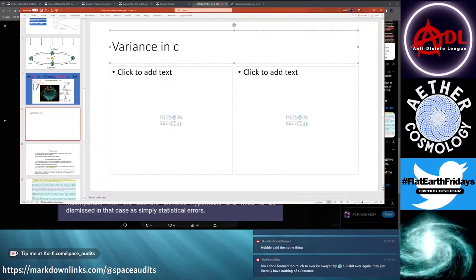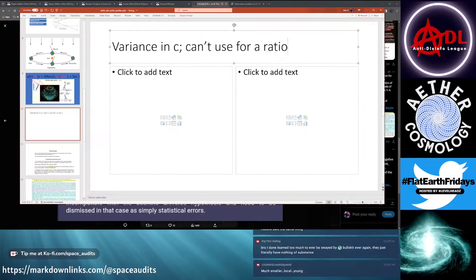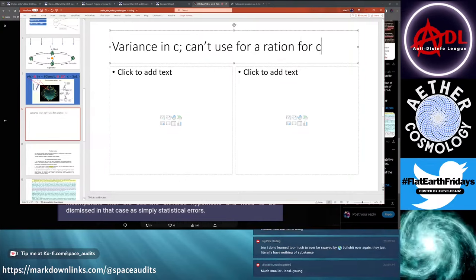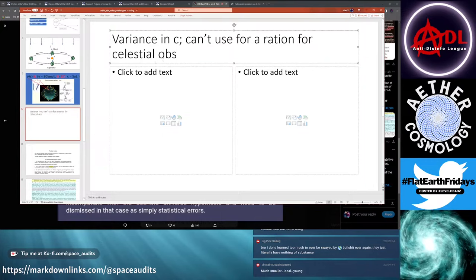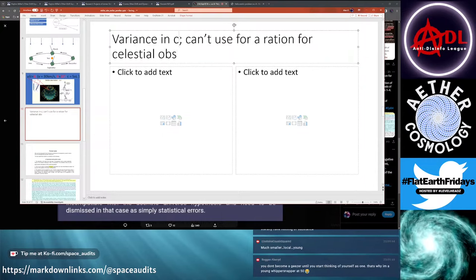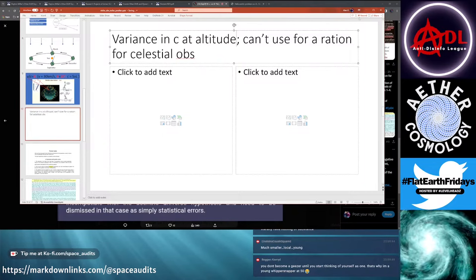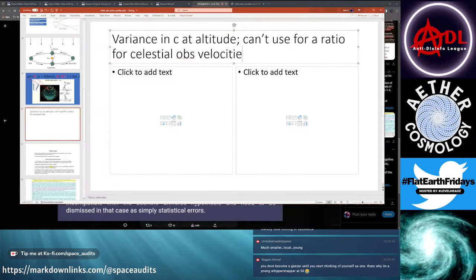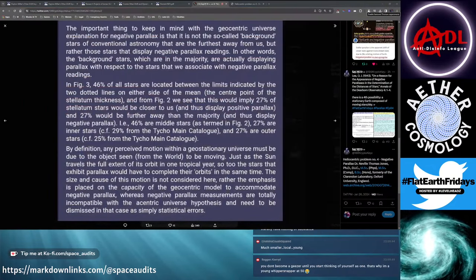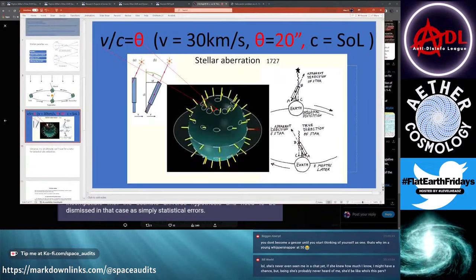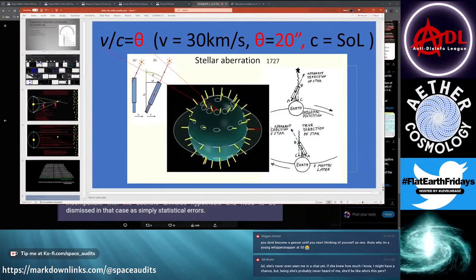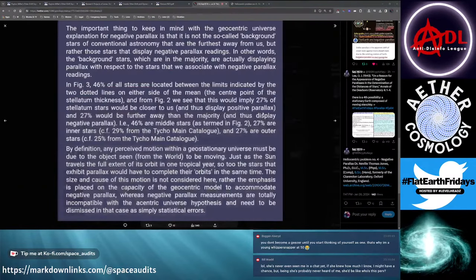Now, let me get through this real quick. So it says, the important thing to keep in mind with the geocentric universe explanation for negative parallax is that it is not the so-called background stars of conventional astronomy that are the furthest away from us, but rather those stars that display negative parallax readings. In other words, the background stars, which are in the majority, are actually displaying parallax with respect to the stars that we associate with negative parallax readings.